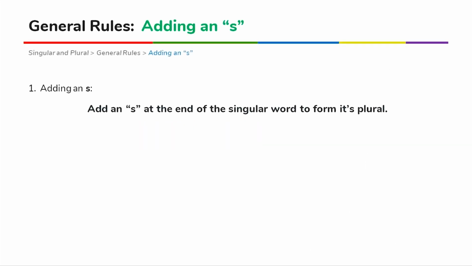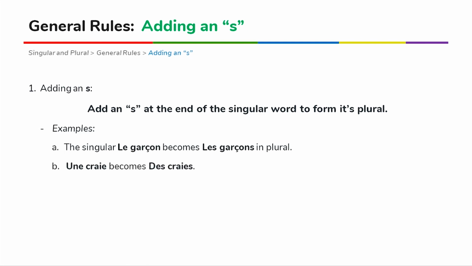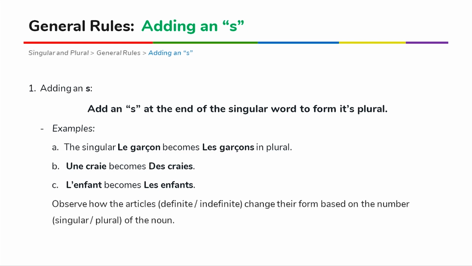Adding an s. This rule is a simple one and requires to add an s at the end of the singular word to form its plural. Examples: the singular le garçon becomes les garçons in plural. Une craie becomes des craies. L'enfant becomes les enfants. Observe the addition of s at the end of the word. Also, observe how the articles change their form based on the number of the noun.